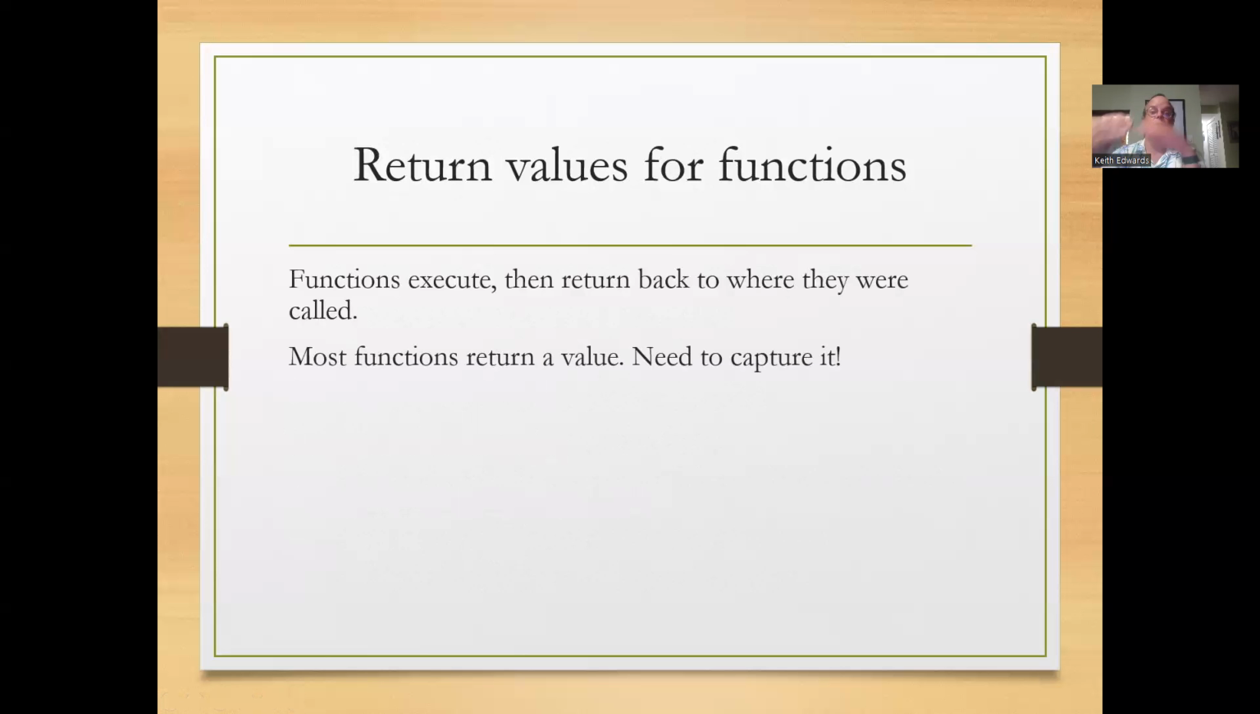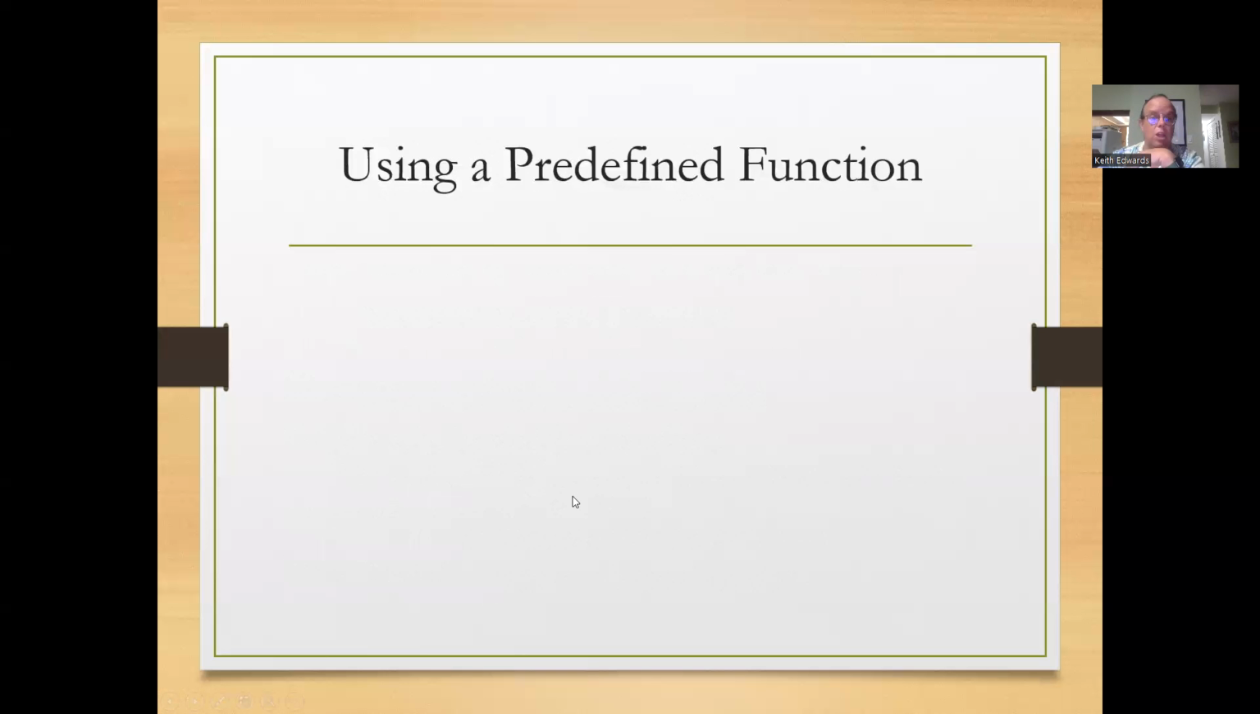So functions execute and then they return back to where they're called. Most functions return a value, and in some ways we want to capture that value, whether it's output or assigning it to a variable. So here's an example with the square root function. We would do #include <cmath>, declare a variable answer that's of type double, and then we could say answer is equal to the square root of 9.0. And that will work because we've included cmath, which has that square root function in it.